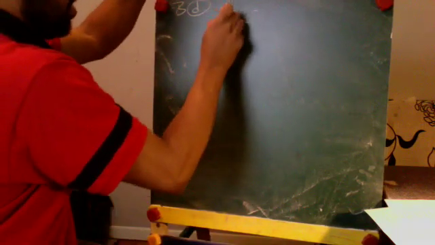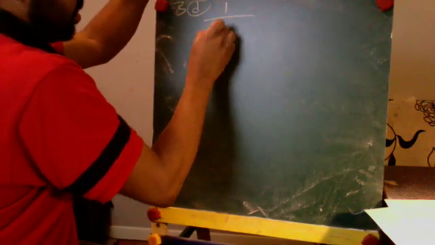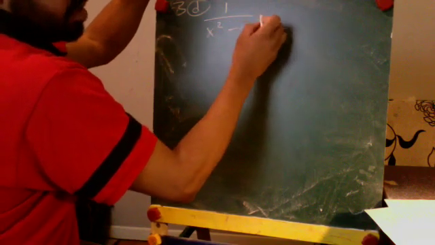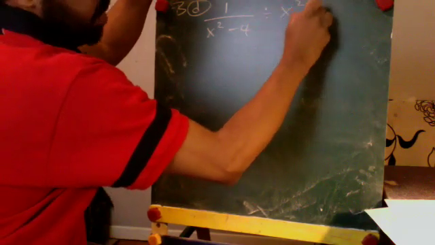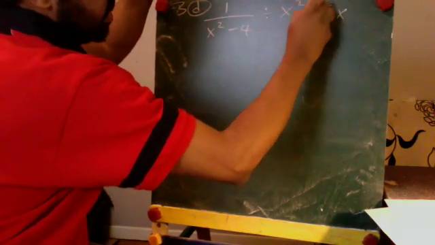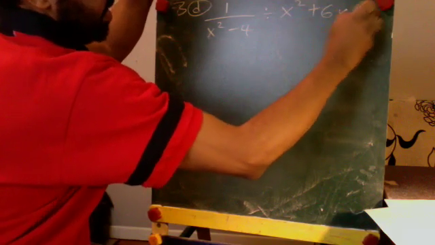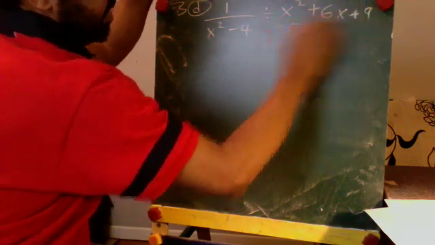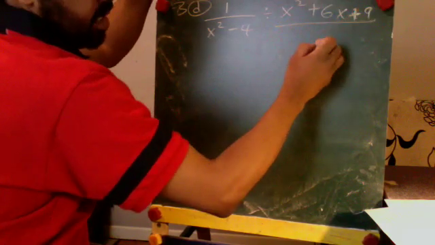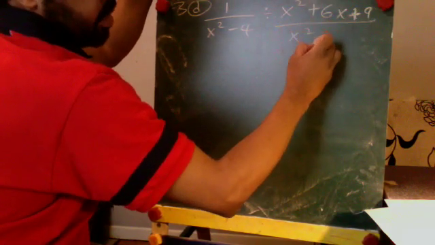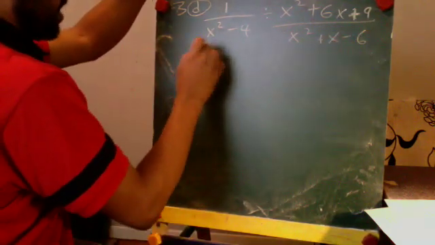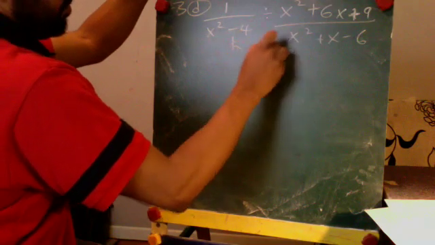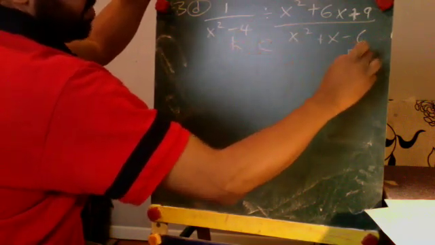So again, we're working on 3D, and I have 1 over x squared minus 4 divided by x squared plus 6x plus 9. The first thing I do is my KCF. So I got x squared plus x minus 6 here, and I want to do keep, change, and flip.